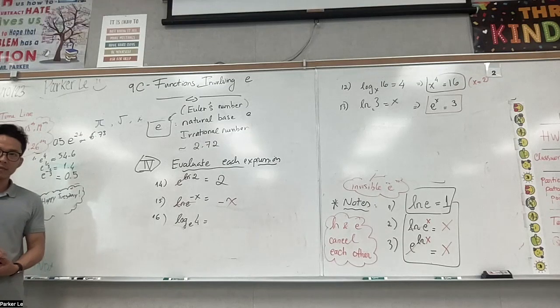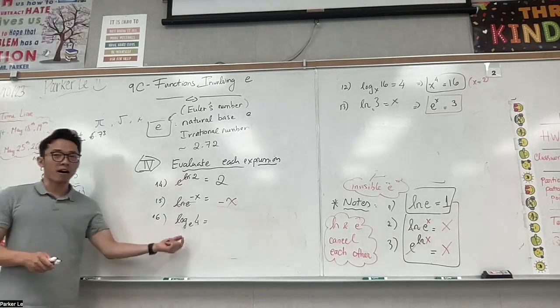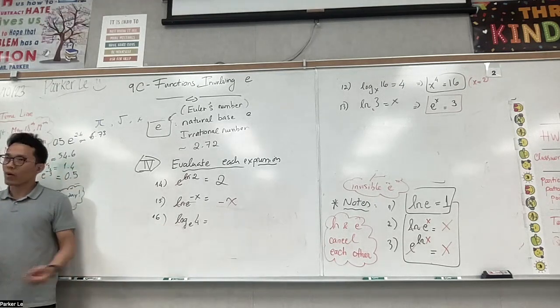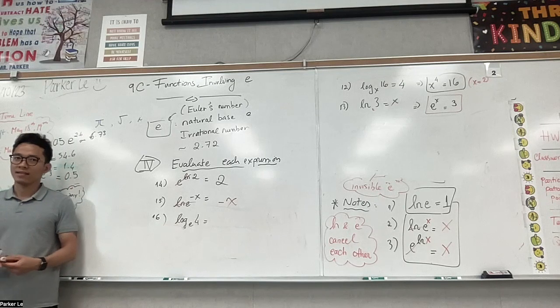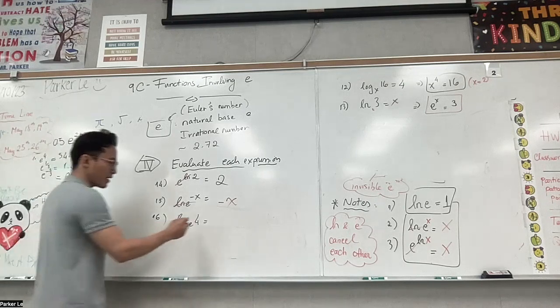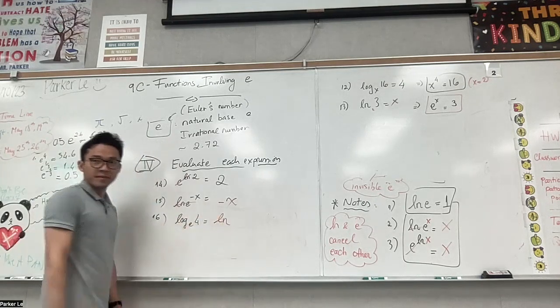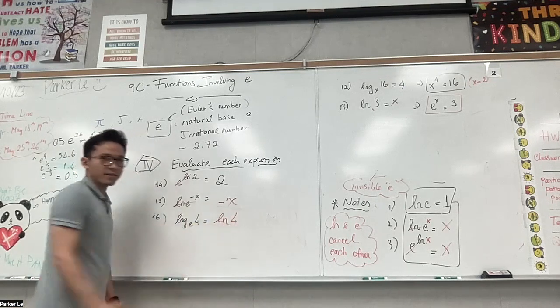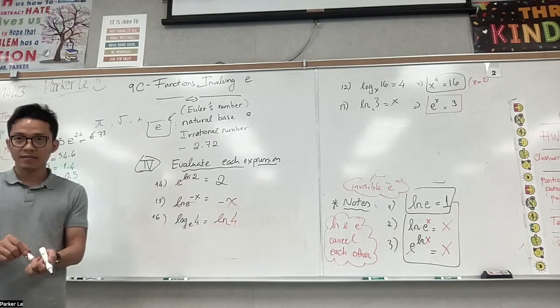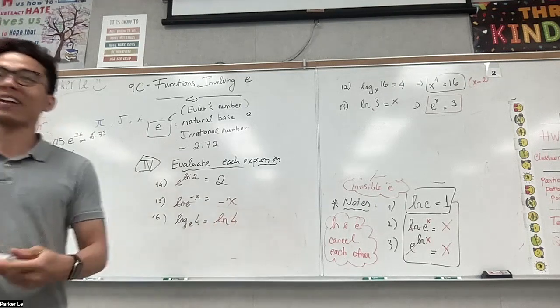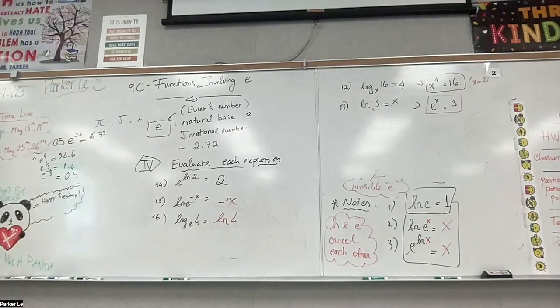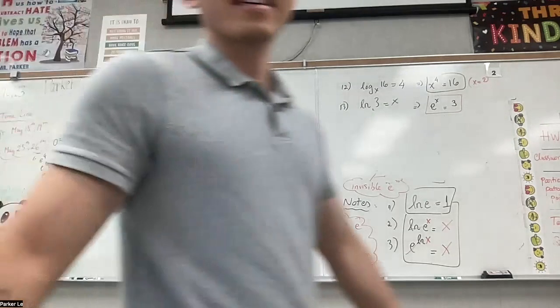16. What are we gonna do with 16? Ln and e cancel out, but log and e do not cancel out. But what is log e? Ln, right? Log e is ln. So ln of 4. Do you know what is ln of 4? You cannot do it in your head. You need to use the calculator.